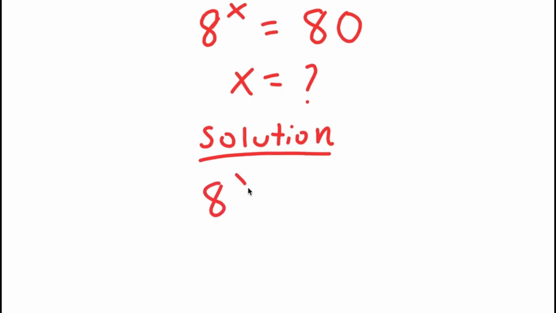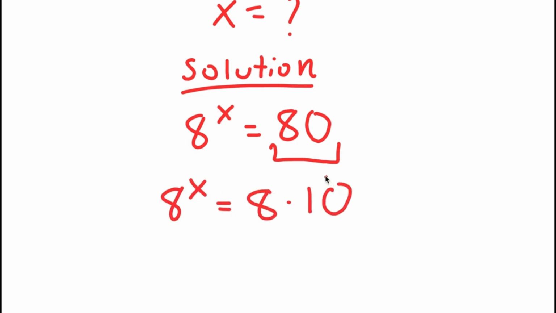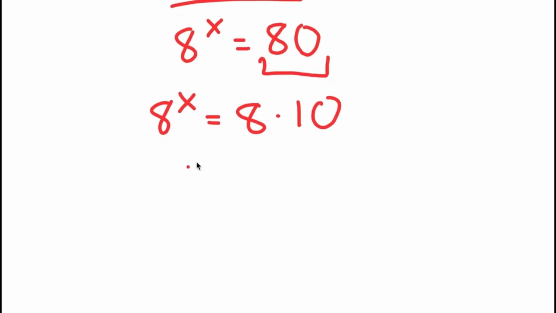I'm going to rewrite my equation here. 8 to the power of x is equal to 80. And now, my first step to solving this problem is rewriting 80 as 8 times 10. So now I get 8 to the power of x is equal to 8 times 10. And now I can go ahead and divide both sides by 8.